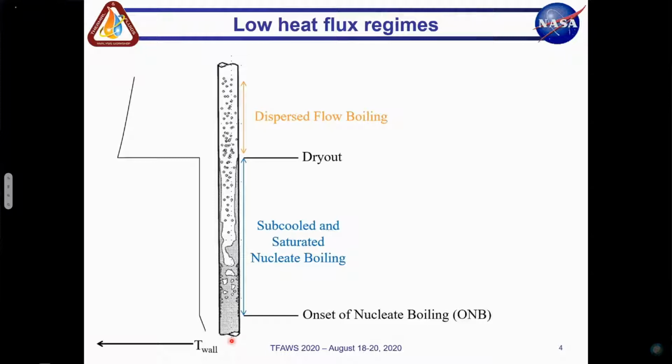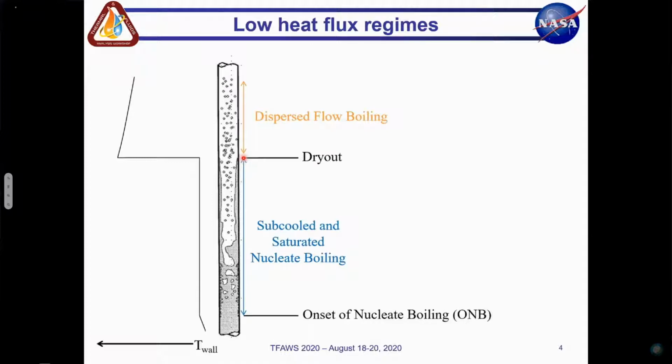All right, so let's start at the bottom of the pipe. The flow is going from bottom to top, and this is again the low heat flux case. We're going to start with single phase flow, and the fluid is going to be continuously heated until bubbles start to form on the wall. This is a point called the onset of nucleate boiling, and this is where boiling initially happens.